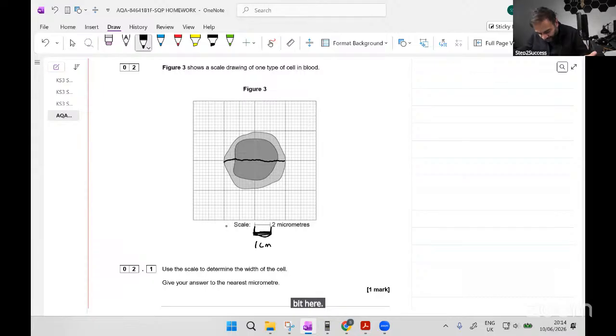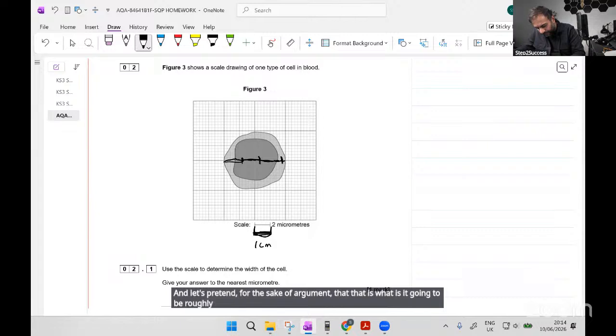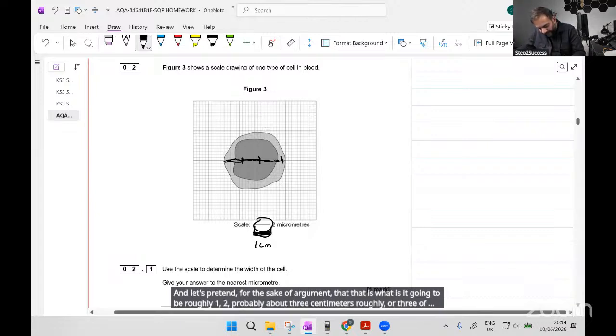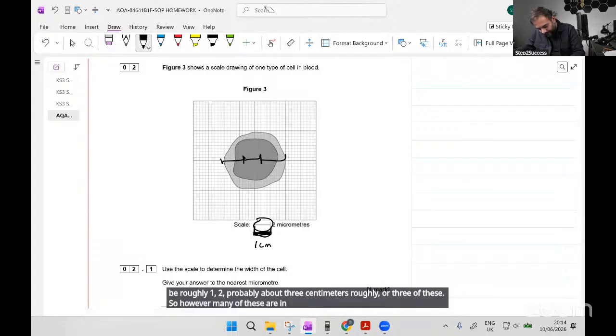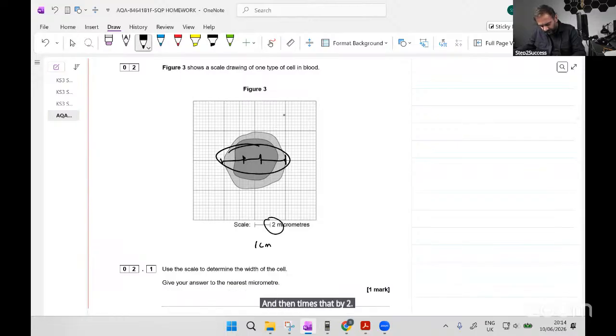And let's pretend, for the sake of argument, what is it going to be roughly? One, two, probably about 3 centimeters roughly, or three of these. So however many of these are in this space, and then times that by 2. But then give it to the nearest micrometer to round it. So I'll tell you what the actual answer is, should you be interested?